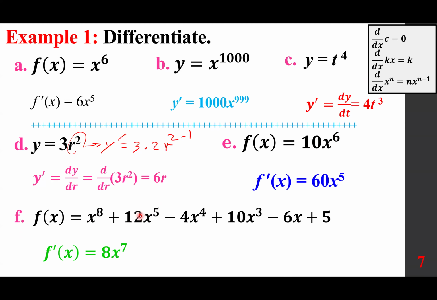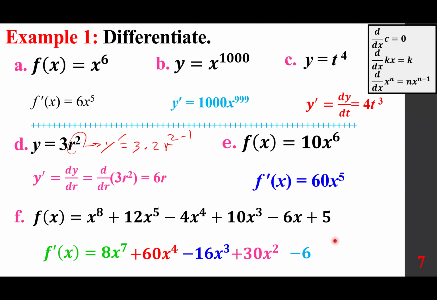60x to the power 4. Negative 4 times 4, negative 16x cubed. Plus 10 times 3, that means positive 30x squared. Now this one, simply the derivative of kx is k, so this is negative 6. 5, the derivative of a constant is 0. So this gives us negative 6, this gives us 0, we don't write it.